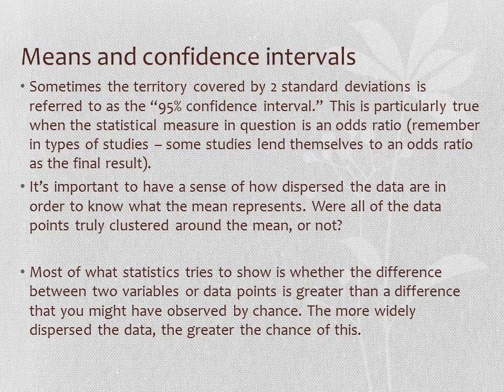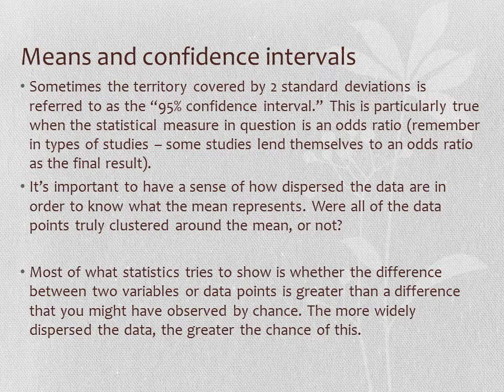So, means and confidence intervals. We talked about this a little bit with the 2 standard deviations. Sometimes the territory covered by 2 standard deviations is referred to as the 95% confidence interval. And that basically means that it contains 95% of the values in the sample population. In particular, when studies report odds ratios, some types of studies lend themselves to an odds ratio as the final result, the odds ratio is usually reported with a 95% confidence interval.